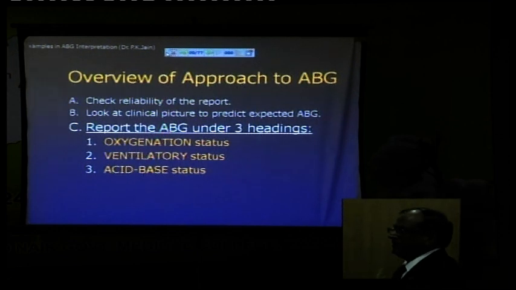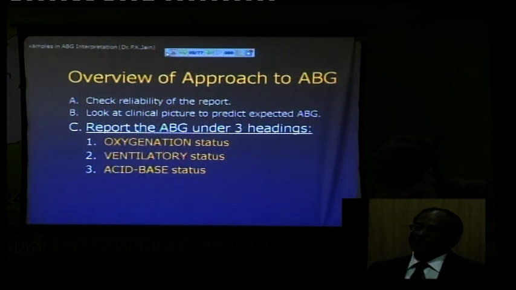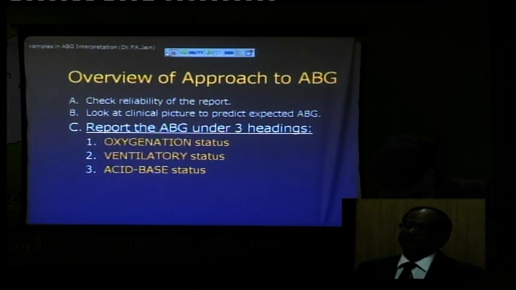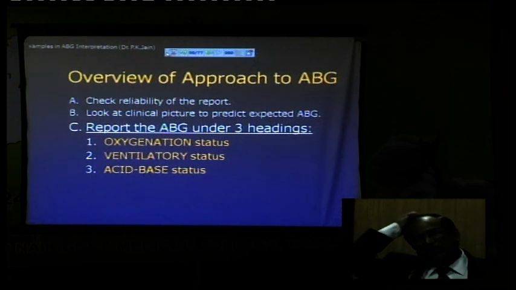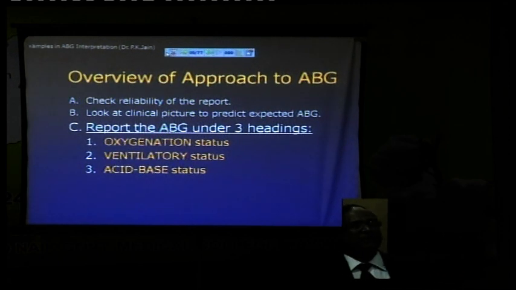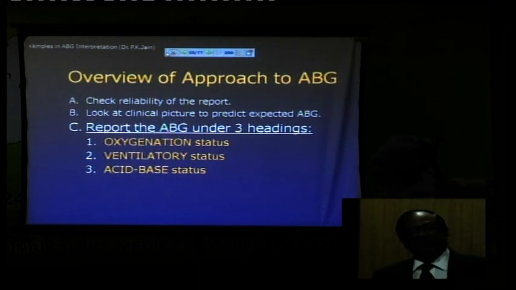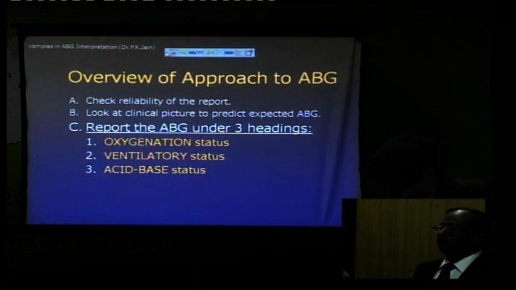That having said, let's go into how you approach an ABG. The art of ABG reading is to go step by step. Just like when you start a car, you start in first gear, then second gear, then third gear, then fourth gear. You don't do third gear, then first gear, then fourth gear, then second gear. You don't do that. Same way you must go systematically. And the first thing is check reliability of the report. You don't have to do this unless it's not matching with the clinical picture.